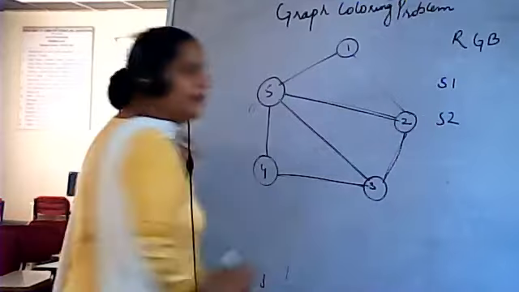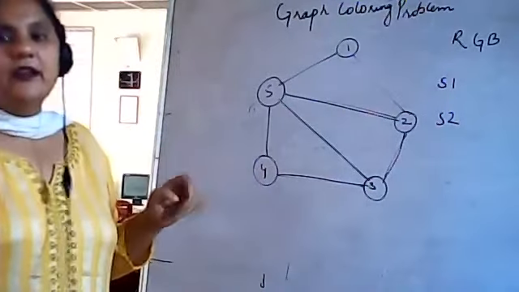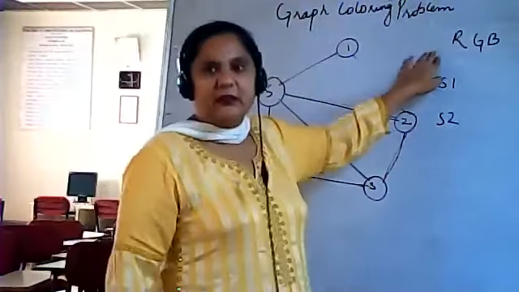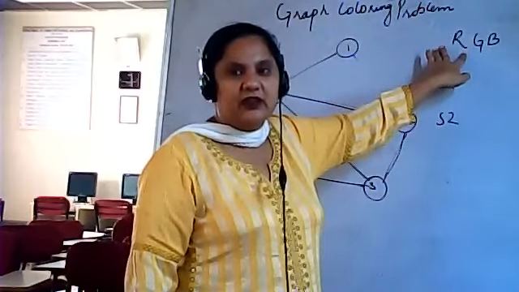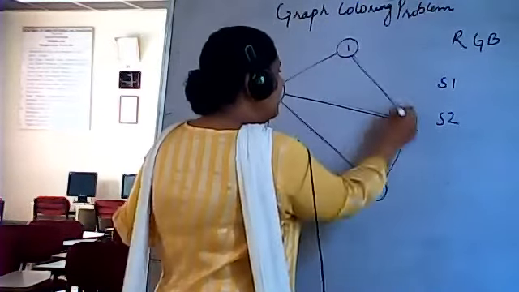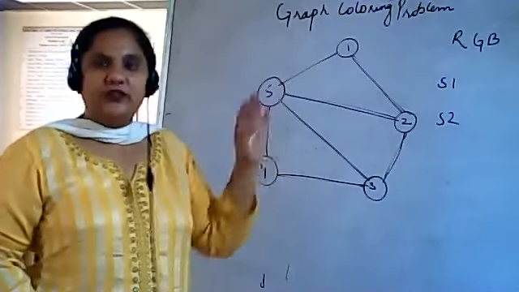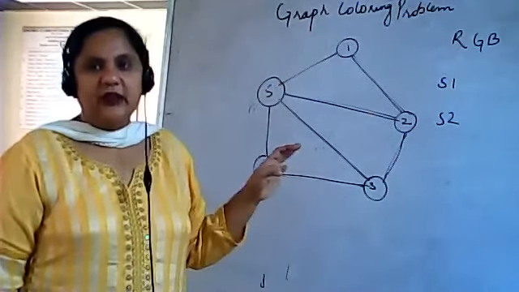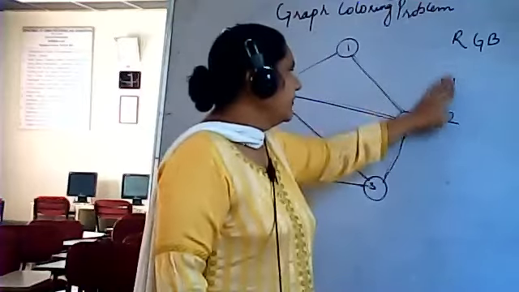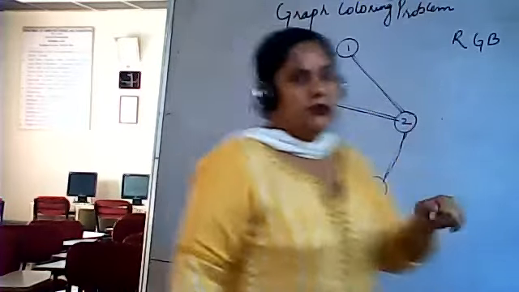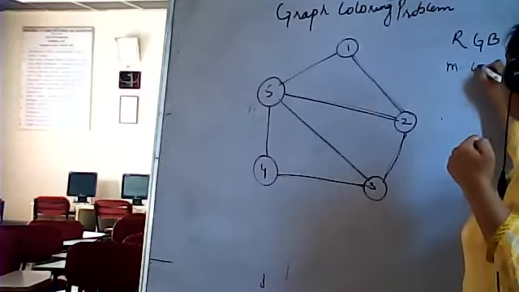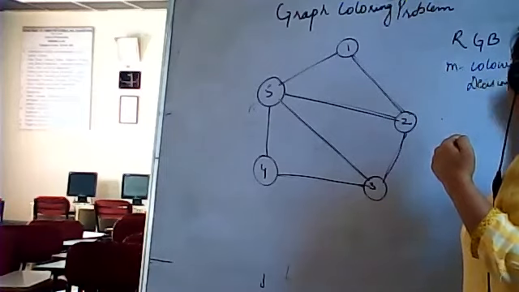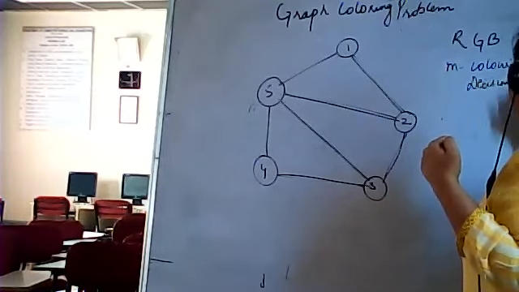How many vertices do we have in this graph? 5 vertices, right? And the graph coloring problem says you will be given some number of colors, like RGB. We have been given 3 colors, and we have to see whether we are able to paint these 5 nodes using these RGB colors. Means whether with 3 colors we can paint this graph or not. Right? So that is called M coloring decision.